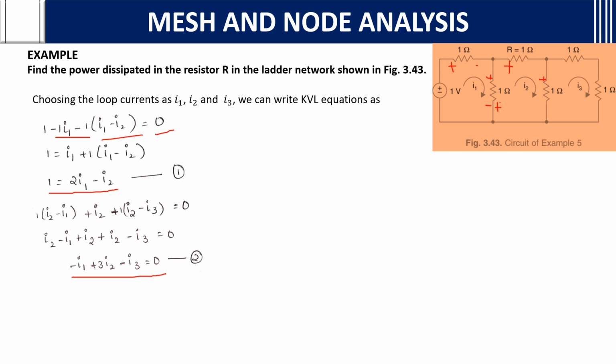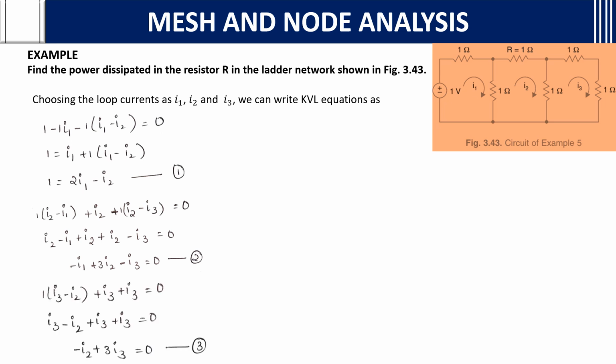Then what we need to do? The third equation we need to find. What is the third equation? For the third equation, we will consider the third mesh. 1 into I3 minus I2, plus I3, plus I3. Why? Because both have only one current. So 1 I3 plus 1 I3, plus 1 into I3 minus I2 equals 0. If you rearrange, you will get minus I2 plus 3I3 equals 0.